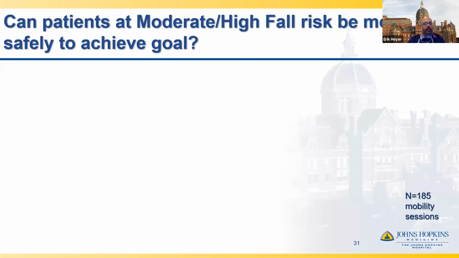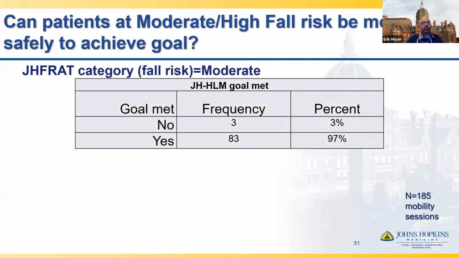We have 185 mobility sessions now with very engaged members of the nursing team, and they've been mobilizing patients using the goal calculator, which I showed before. And we've been looking at different barriers to mobility, why patients can't achieve their goals, et cetera. And one of the things that we've been keeping track of is what patients' fall risk is. So in this case here, these are mobility events where patients were labeled as moderate fall risk.